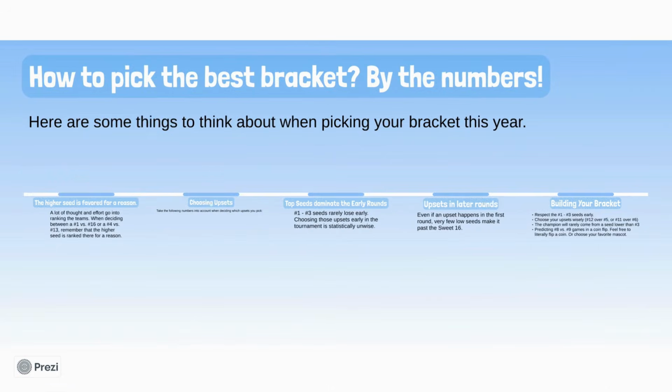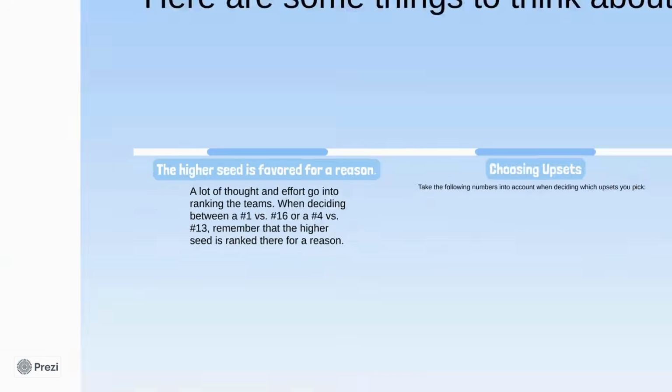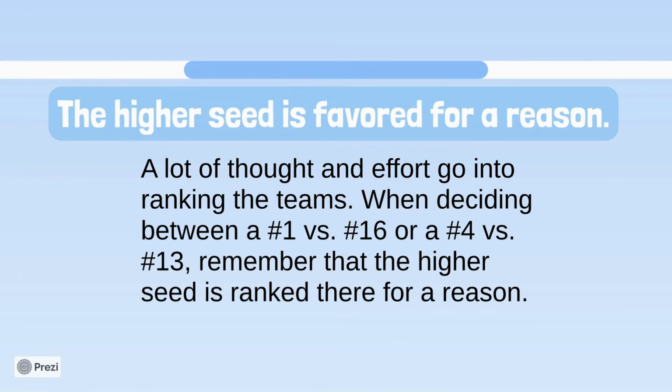Now let's break down how everyone can leave their advanced stats at the door and pick the best possible bracket using basic math. First things first, when picking your bracket, always remember that the higher seeded team is ranked higher for a reason. A lot of thought, planning, and effort go into deciding the seeds for the NCAA tournament. The number 1 seeds have been the best teams in the country throughout the year. The top ranked teams are ranked there because they are typically better than other teams.